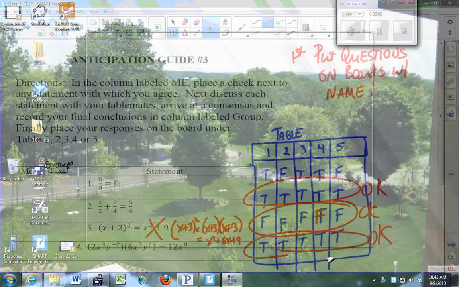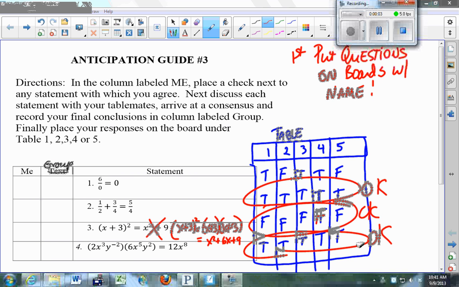Tables 2 or 5, someone want to say why they think that this is false, and everybody else says they think it's true. Yeah. You cannot mathematically divide something by 0.